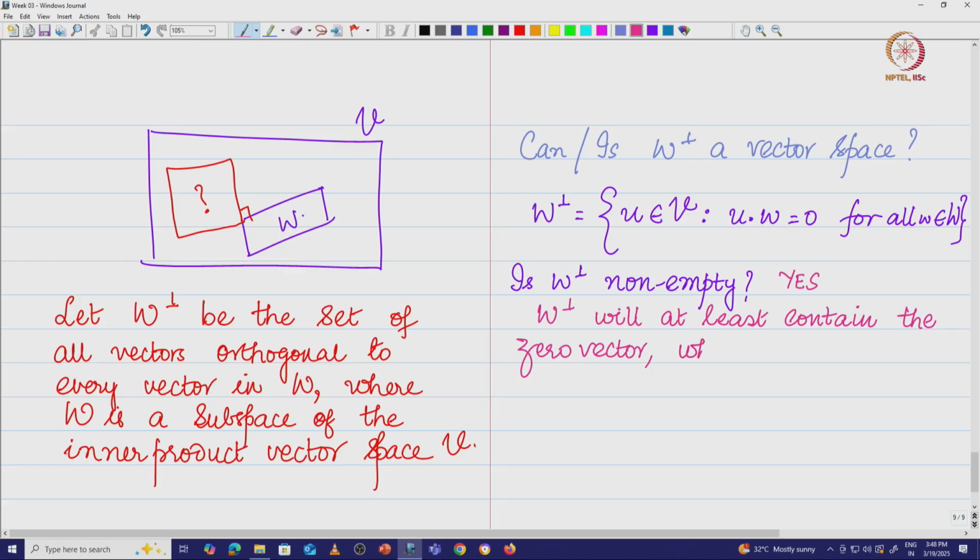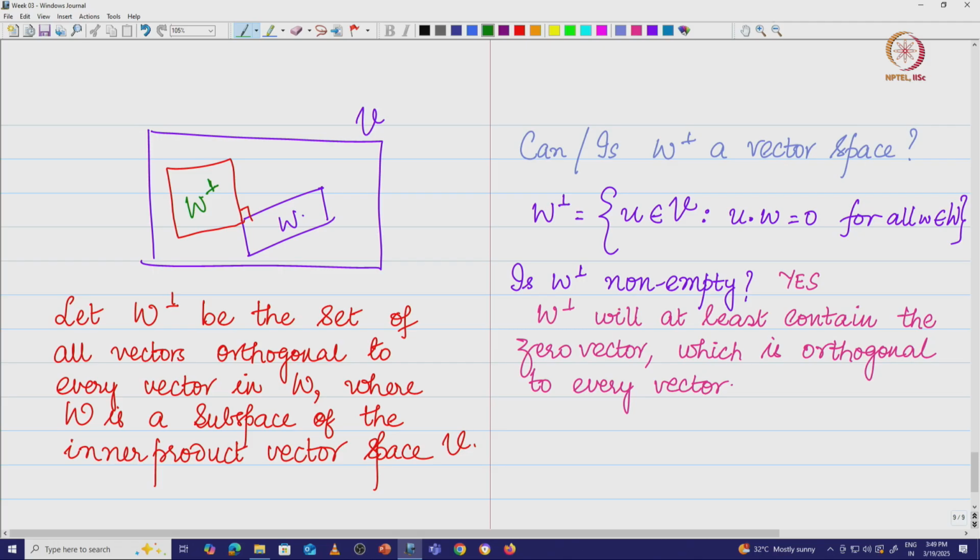The 0 vector is orthogonal to every vector, so what do you do? Put that 0 vector into this W perpendicular. Let me now give this block a name: I will call this W perpendicular. So it at least contains the 0 vector, therefore you put it into that basket called W perpendicular, which means the set is non-empty.